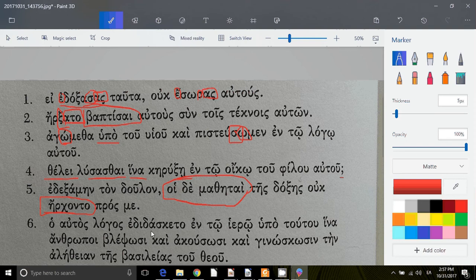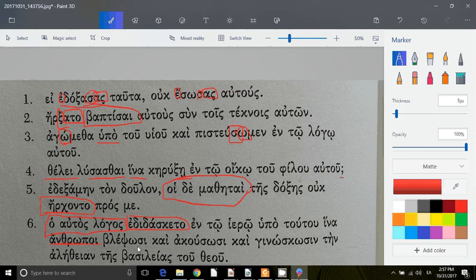All right, so we've got a nominative right off the bat, so it's easy to see this is our subject. The same word, ho autos logos. Remember, in the attributive position, autos means same. The same word was being taught. Edidasketo. This is imperfect, middle passive. Was being taught in the temple, by this person, hina, in order that men, that's my nominative, anthropoi, so I know that's my subject.